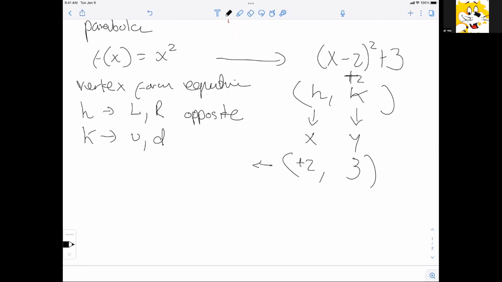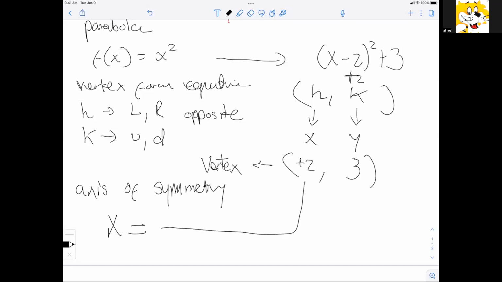This point here would be our vertex, right? No, it's good. I'm glad you're practicing. I'd rather you do it here and not on the midterm. So my vertex here would be 2, 3. And what would be my axis of symmetry? My axis of symmetry is an equation, right? Which would be x is equal to something here. And that x is equal to something would be x is equal to what value? X is equal to 2.